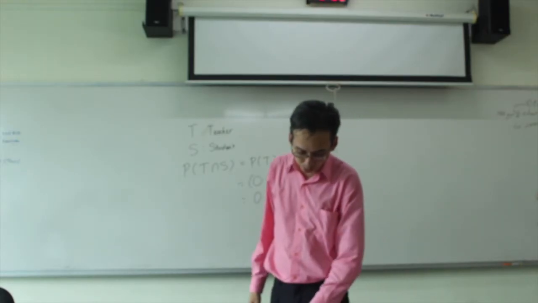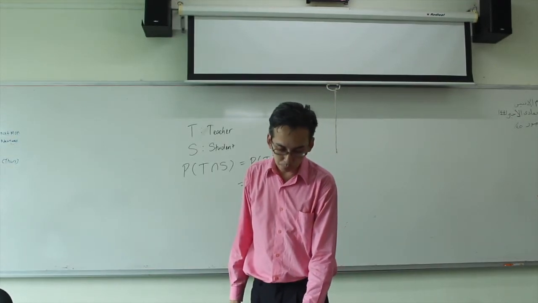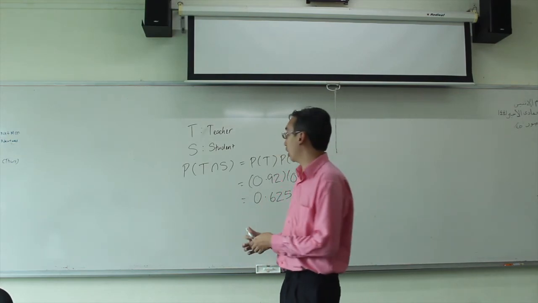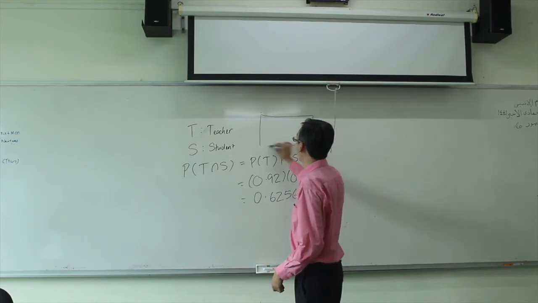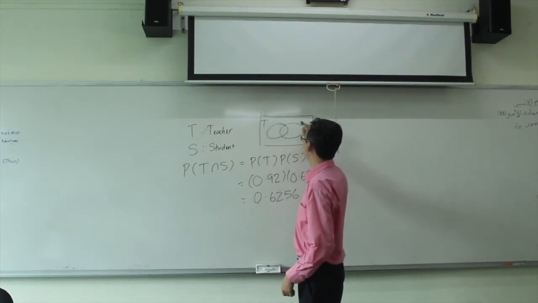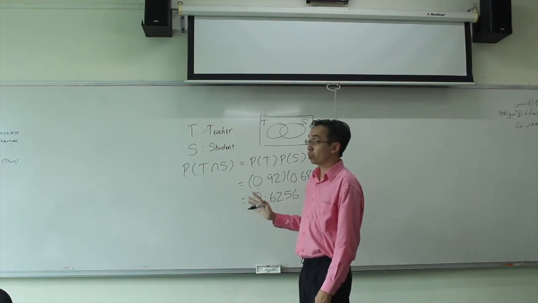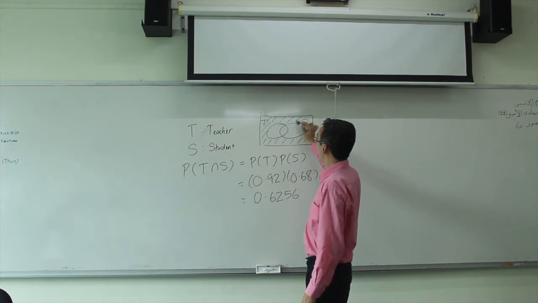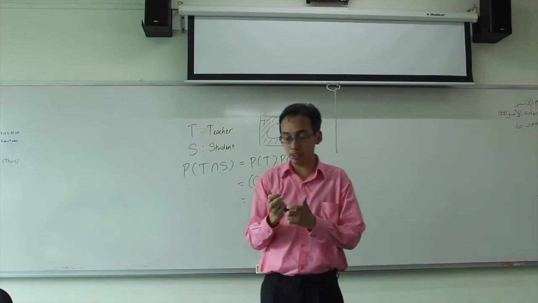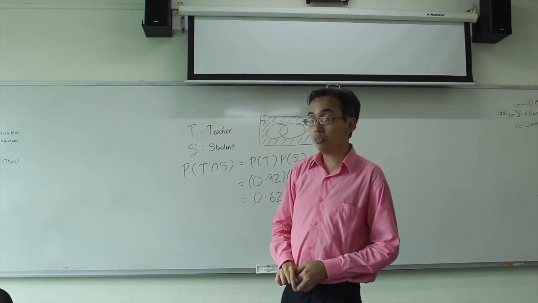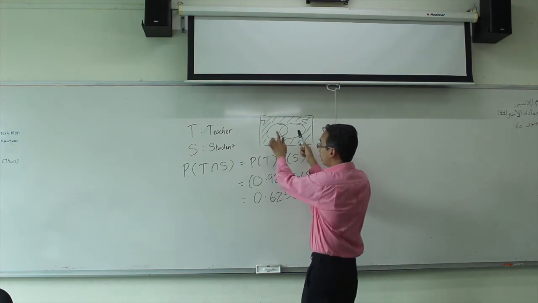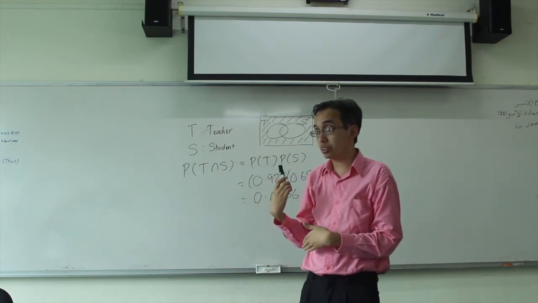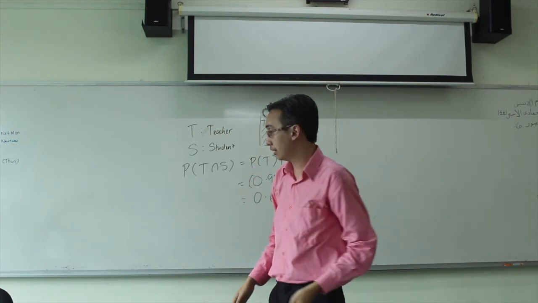Now we are going to do part B, which is neither photocopier is working. This one needs a little bit of thinking. If you look at the Venn diagram, this is T, this is S. Neither photocopier working represents anything outside the two circles. How do we find that? We must first find these two circles together. After that, because this is the complement, we do 1 minus that.